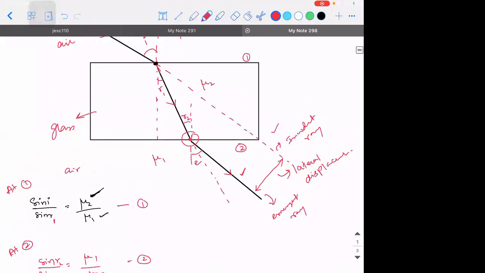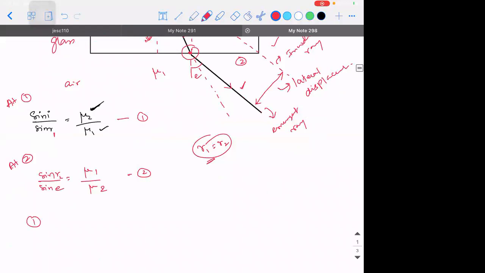This is a normal. This is a normal. This normal and this normal will be parallel to each other. So what will be the relation between R1 and R2? They will be equal, alternate interior angles. So R1 will be equal to R2.